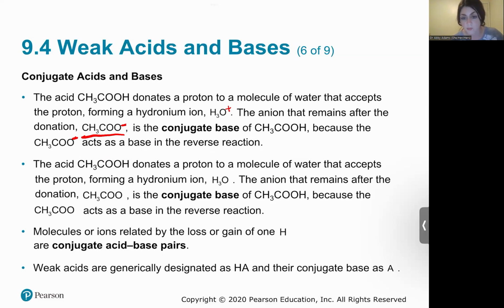Because that acetate ion acts as the base in the reverse reaction. So it's just a written form of what I was saying when we looked at the last slide. So the acid, the acetic acid, donates a proton to the water, which accepts it, forming the hydronium ion. The anion that remains after the donation, right?